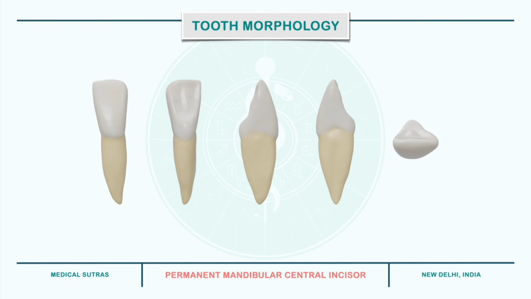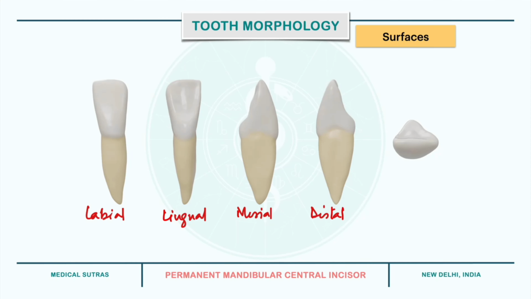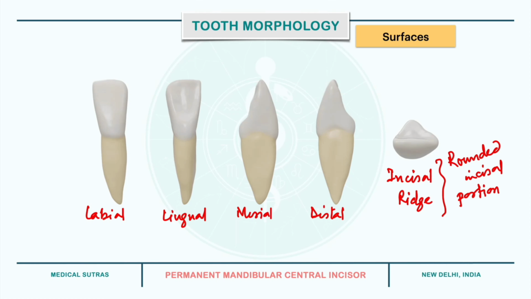The permanent mandibular central incisor has 4 surfaces, that is labial, lingual, mesial and distal surface, and one incisal ridge. The important point to note here is that the term incisal ridge refers to the rounded incisal portion that is found in a newly erupted incisor tooth. As the tooth undergoes occlusal wear due to mastication, the incisal ridge becomes flattened and is then referred to as incisal surface or incisal edge.